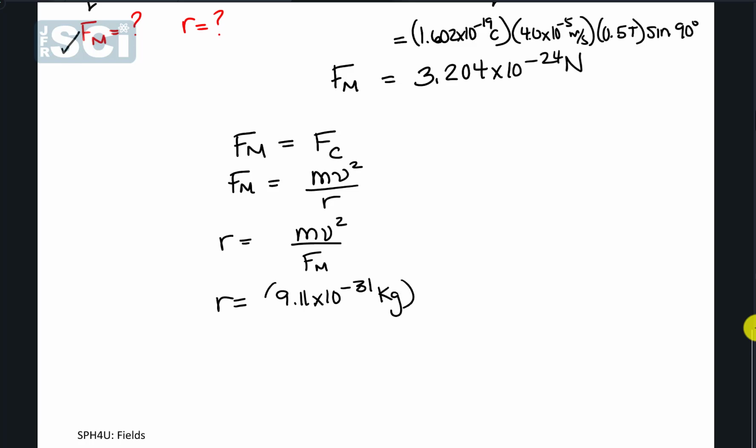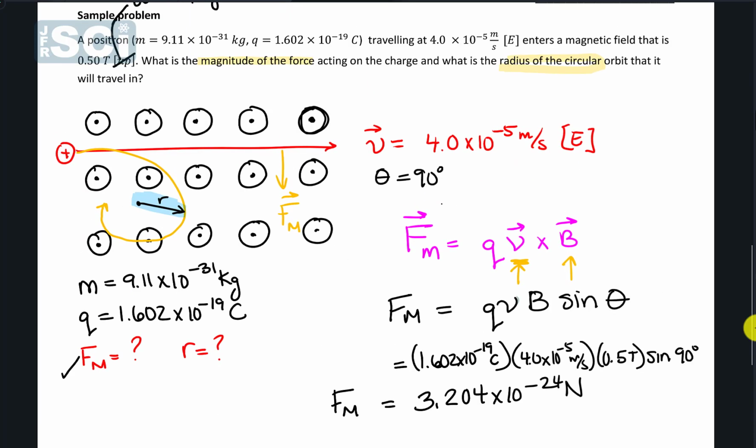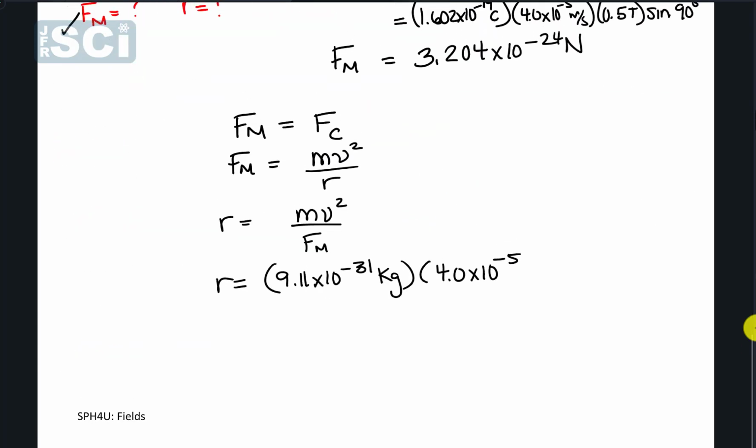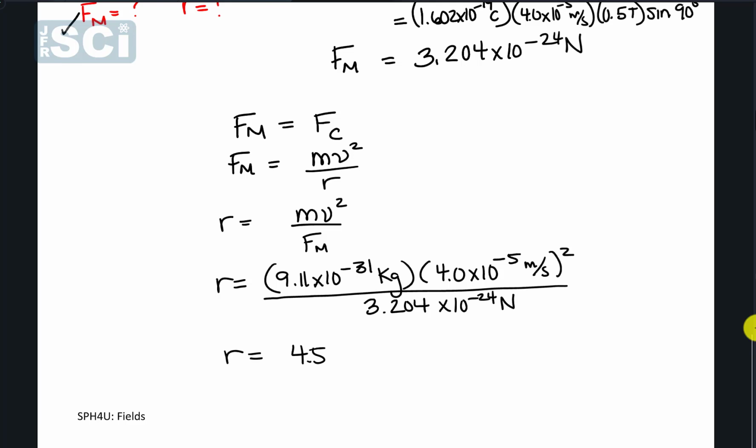kilograms. The speed is going in circular motion, so the speed should be constant, 4.0 times 10 to the negative 5 meters per second. We're going to square it, divided by the force we just found, 3.204 times 10 to the negative 24 newtons. And if we were to do this, we find out that the radius is 4.5 times 10 to the negative 16 meters. So the radius is quite small.